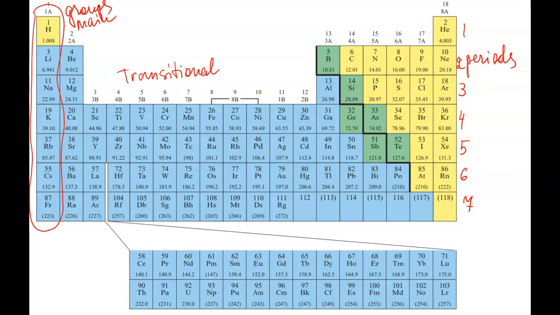And at the bottom of the periodic table, there are two rows. One of them is lanthanides, another is actinides, and they have a specific name: rare earth elements. You will not deal with rare earth elements till the end of the semester, but you need to know where they are located.